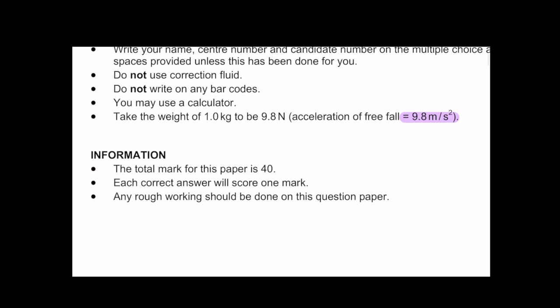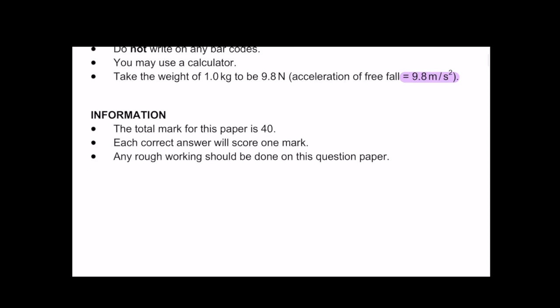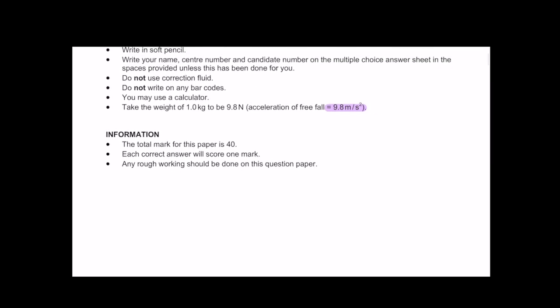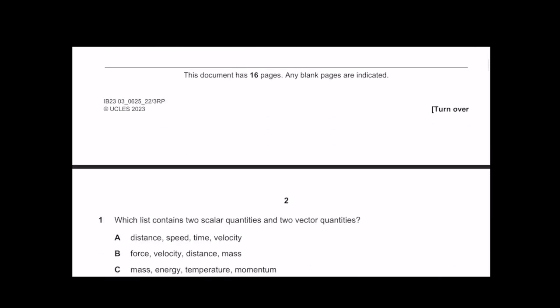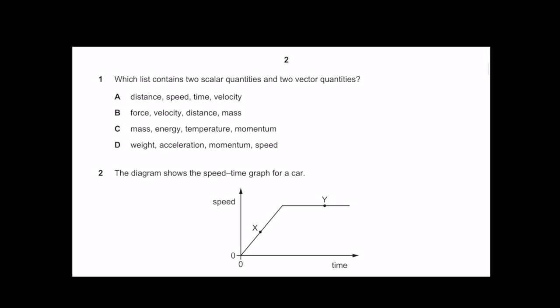And also the acceleration, as we said, has been changed from 10 to 9.8 meter second minus 2, or meter per second square. The total marks, as you see here, is 40 marks, and each correct answer will score 1 mark for you. And any rough working should be done on this question paper, and believe me, no one will see it, right? So do your rough working in this paper, and no one will see it. It's just your calculation. If you want to remind yourself by something, it's up to you, but don't write in the answer sheet any scratch or rough work.